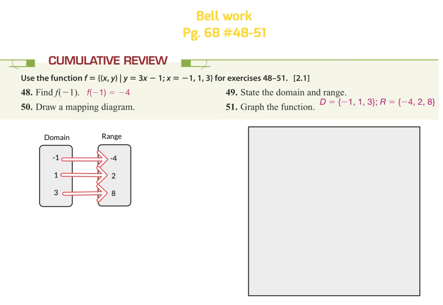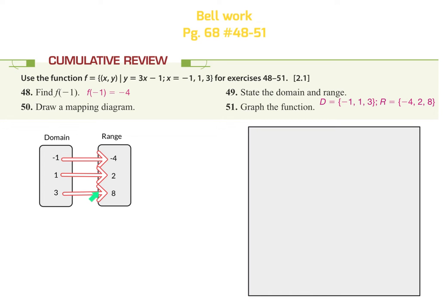All right, the next thing they wanted was a mapping diagram. The mapping diagram is the two circles, or I usually use rectangles actually when I do it. These are kind of rounded ones. Domain least to greatest. So you're going to list the domain just like it was here. You're going to list it down. The range, just like it was here, you're going to list it down. And then you just draw an arrow from the input to the output. When you plugged in a -1, you got -4. When you plugged in a 1, you got 2. When you plugged in a 3, you got 8.